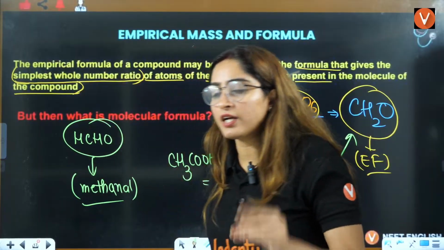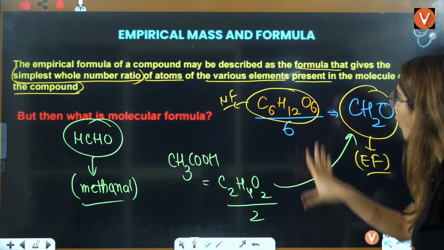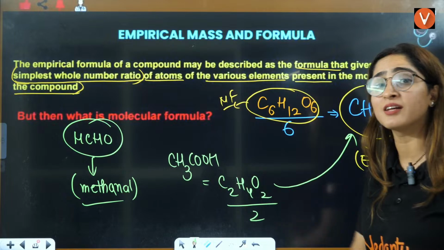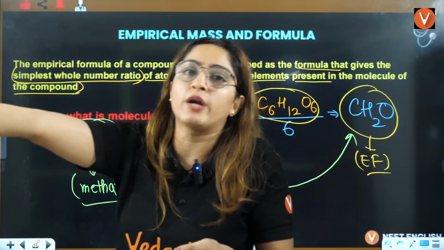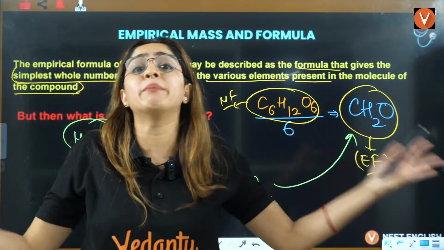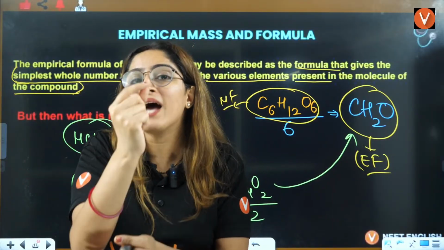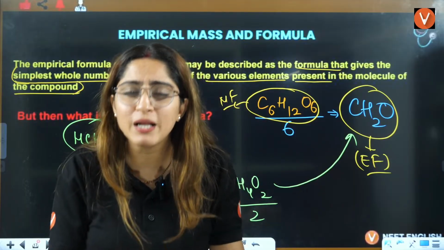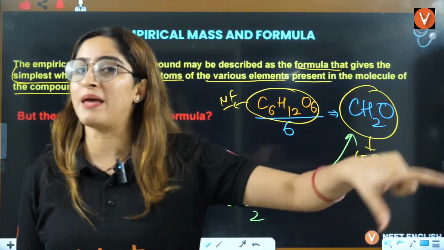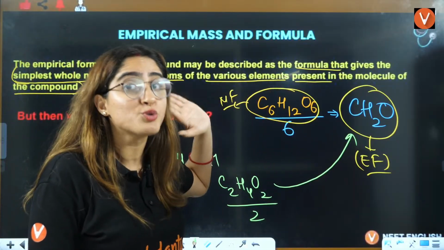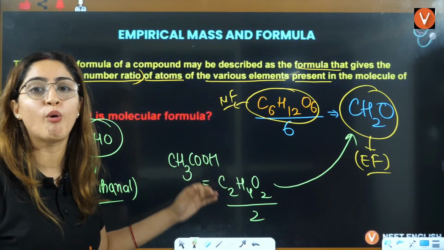So it doesn't mean that this particular empirical formula is denoting only glucose, or only acetic acid. No. If I say CH2O is an empirical formula, it may be denoting glucose, acetic acid, or any other molecular formula as well. So for one empirical formula, there can be multiple molecular formulas, but for one molecular formula, there is only one empirical formula. For this molecular formula, there is no other empirical formula than this.